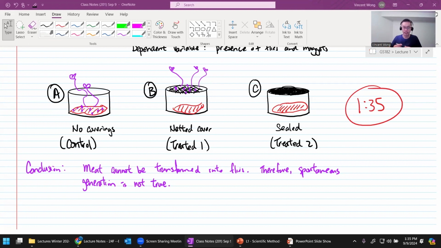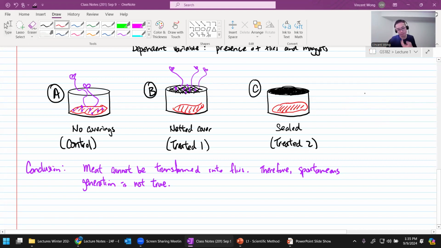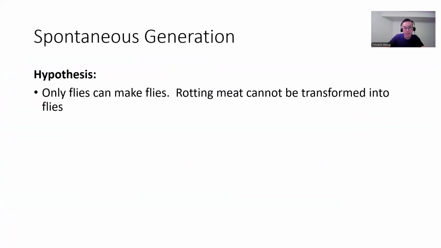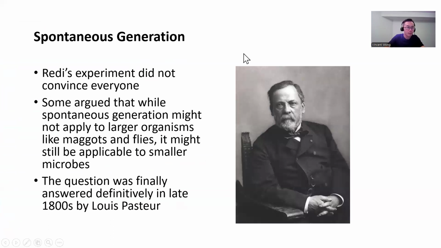All right, let's keep going. Now, you would expect something like that to be relatively convincing evidence that spontaneous generation is not true. Well, some people agreed that spontaneous generation is not true, but not everybody was convinced. Some people argued that while spontaneous generation might not apply to things like flies and maggots, it might still be true for microorganisms, for bacteria and things that we cannot see with our naked eye.